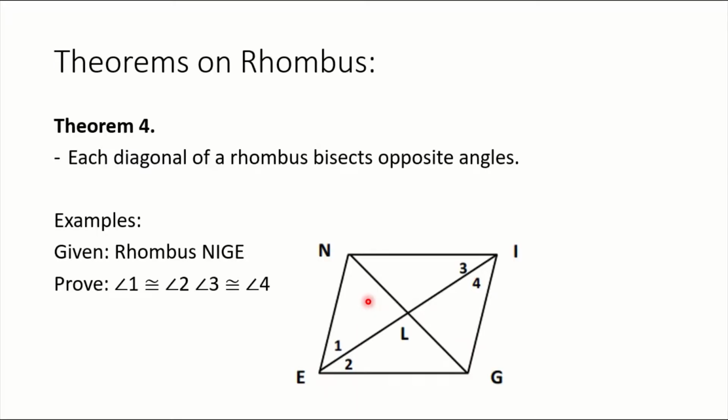So, number 4, each diagonal of a rhombus bisects opposite angles. So, nahati daw nung bawat isang diagonal yung opposite angles niya. For example, we have here given rhombus NIGE. Prove that angle 1 is congruent to angle 2. Ito yun. Angle 1 is congruent to angle 2. And angle 3 is congruent to angle 4.